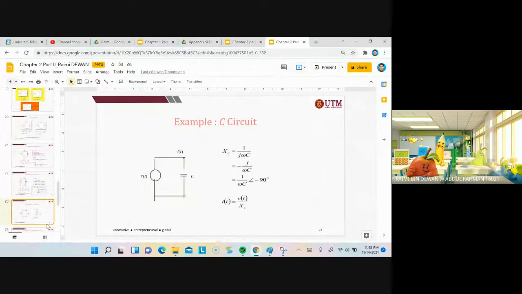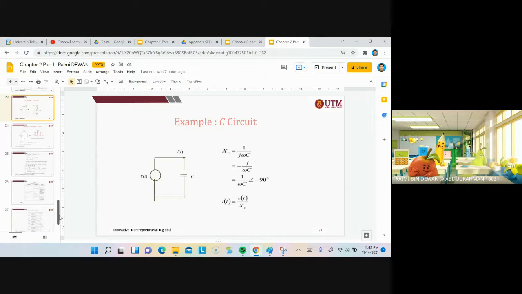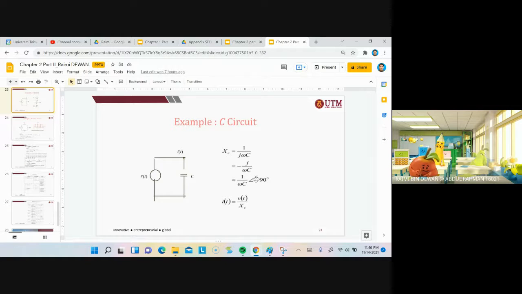Similarly, for the capacitance, you see j here, right? If you want to carry it upward, it will be negative j. So negative j means negative 90 degrees. How you get this, I leave it to you guys. It's just like repetition. You guys need to know how to get negative 90.